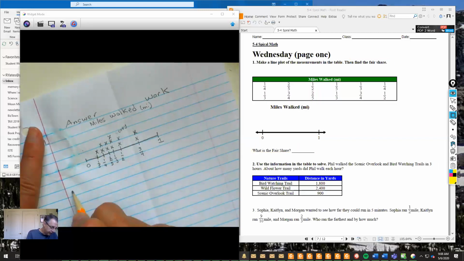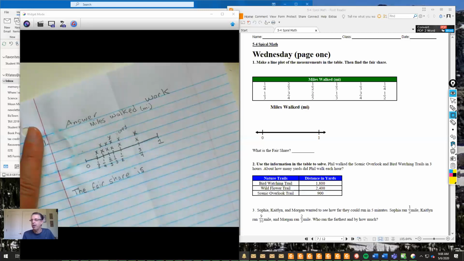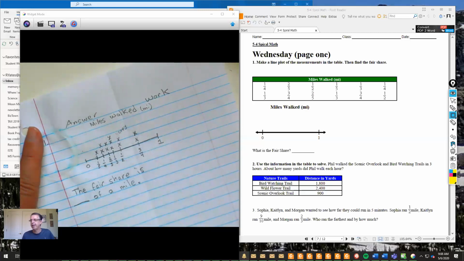I'll make an answer sentence saying the fair share is, and if you remember, fair share means that if you added up all of the distance that everybody walked and then divided it up so everybody would walk the same distance, that's the fair share. And since nobody walked more than a mile, we're only going to have the fair share be a fraction of a mile. So I'll say the fair share is blank of a mile, because I know I'm going to be getting a fraction for that. So I might as well just write in of a mile.